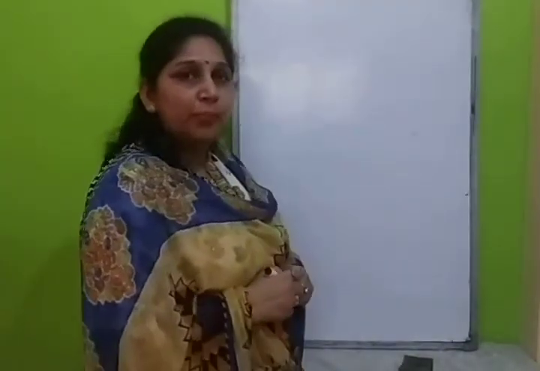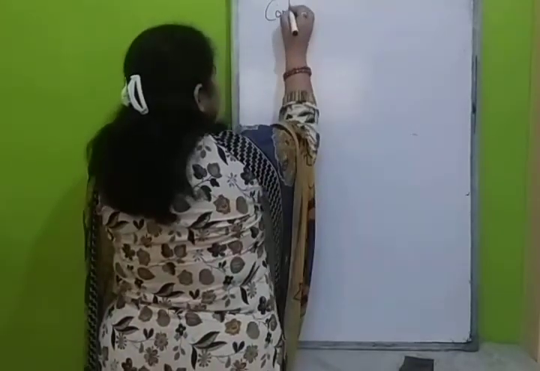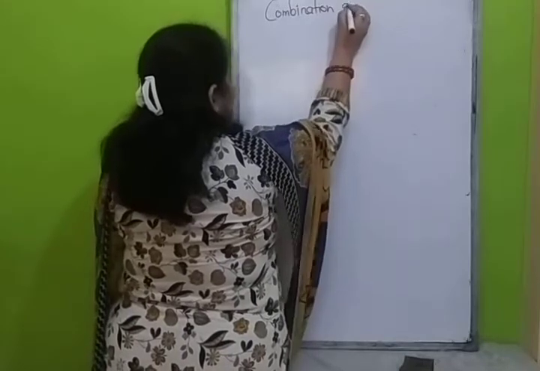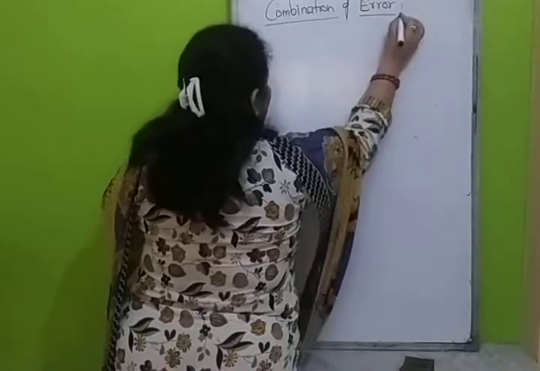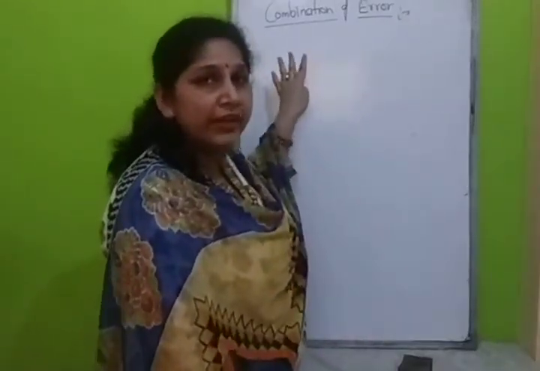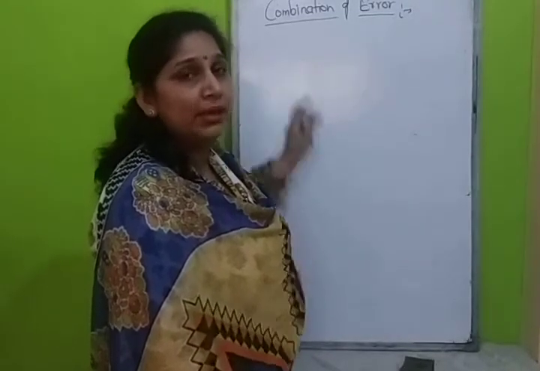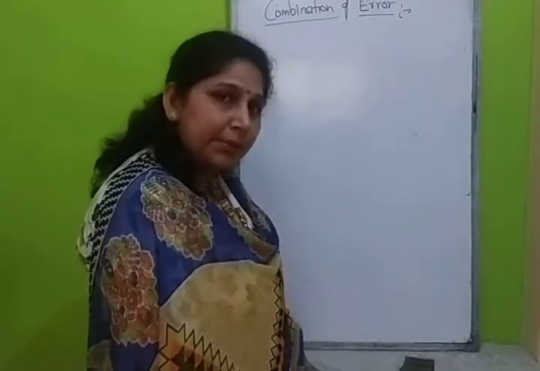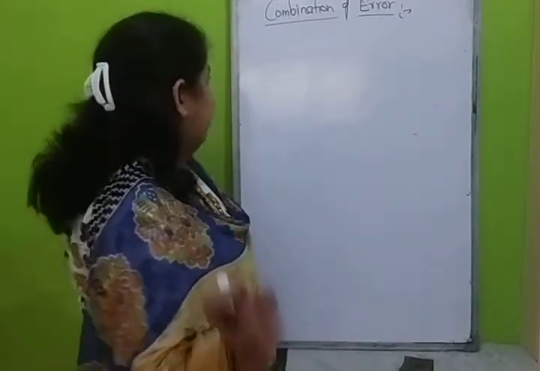Next topic is combination of error. What it means? It means if we take more than two types of observations and do any mathematical operations such as addition, subtraction, multiplication, division, then what is the effect on the resultant?